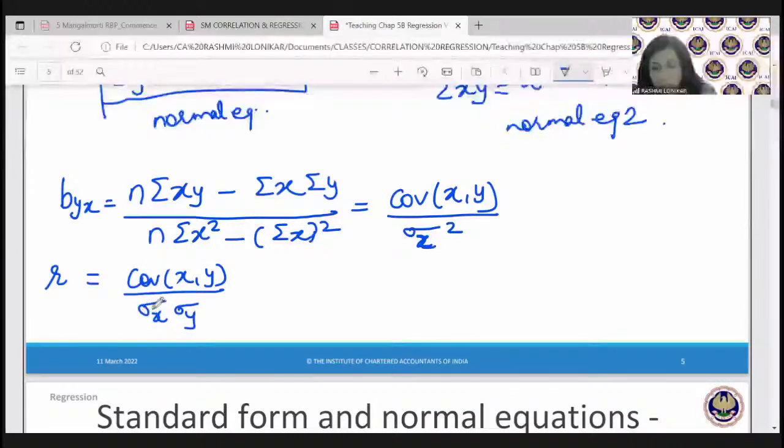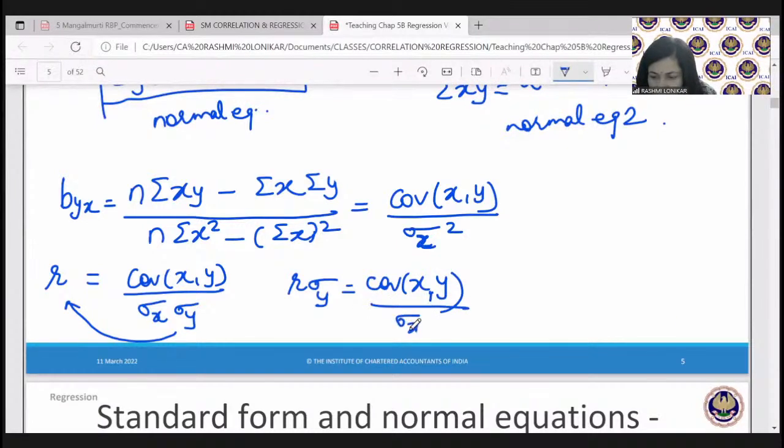So here what happens is I take this sigma y and I take it to this side. So I get R into sigma y is equal to covariance of xy upon sigma x. Okay. So here what do I do? I use this over here. So this is covariance of xy upon sigma x into sigma x. Because this is sigma x whole square, I can write this as sigma x.